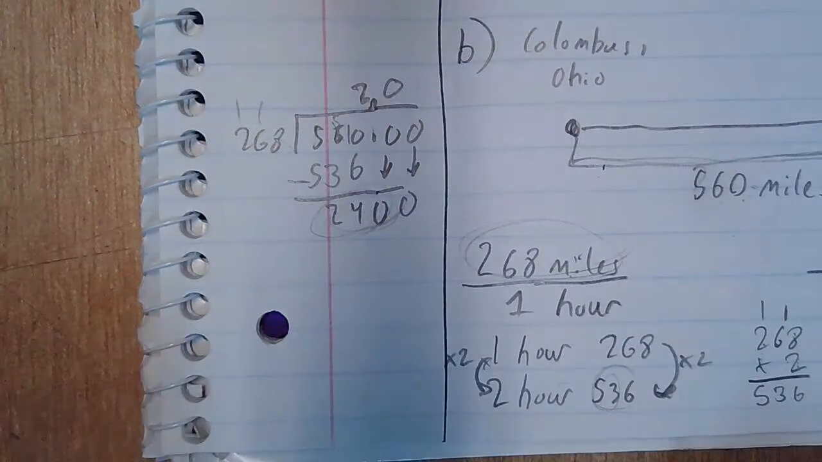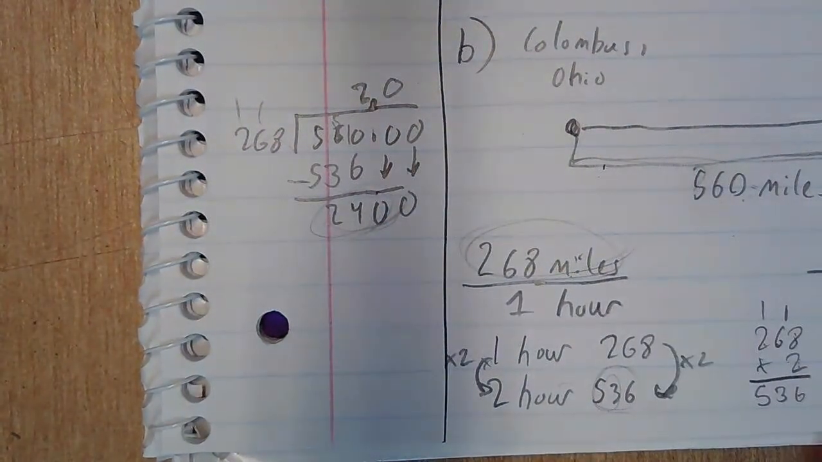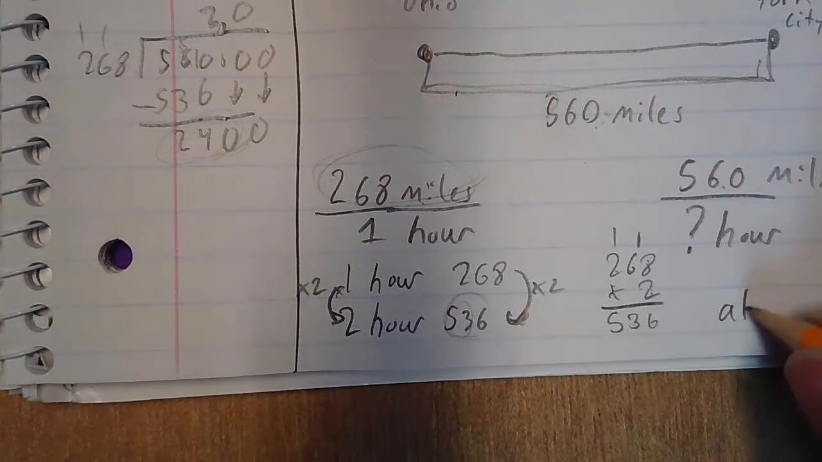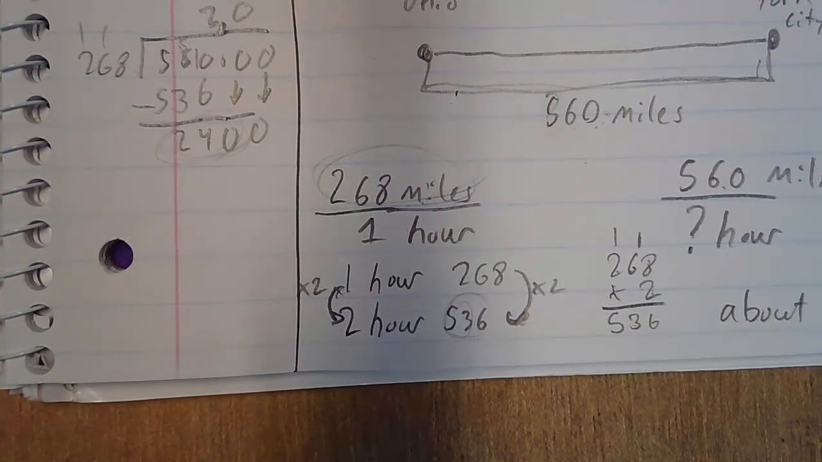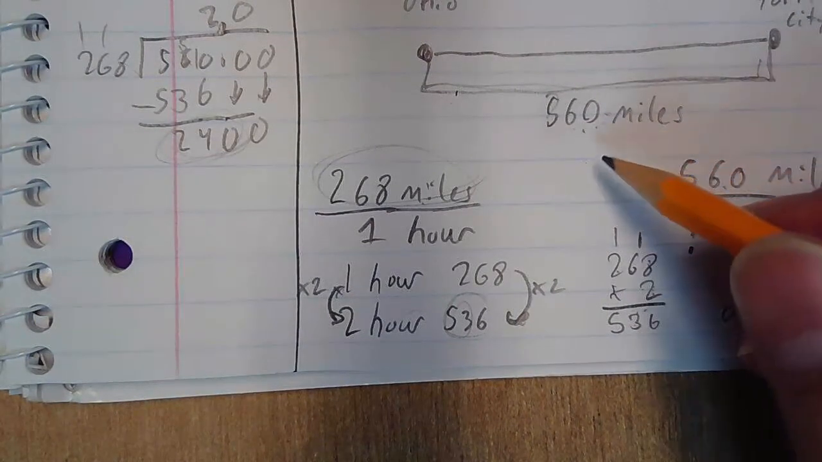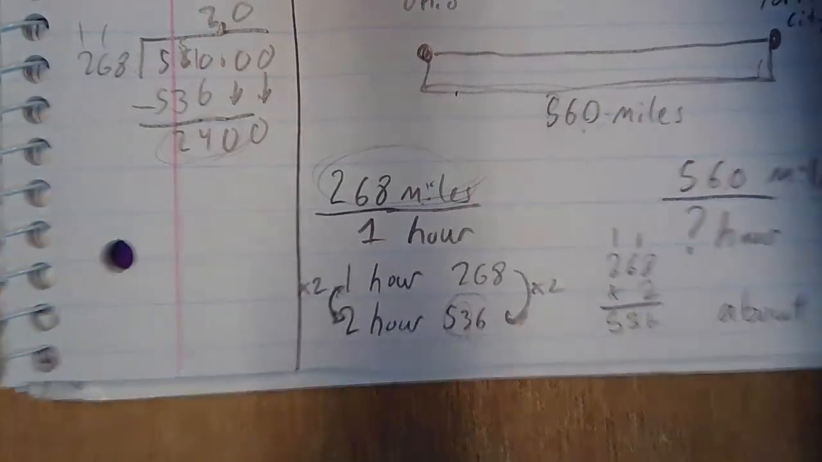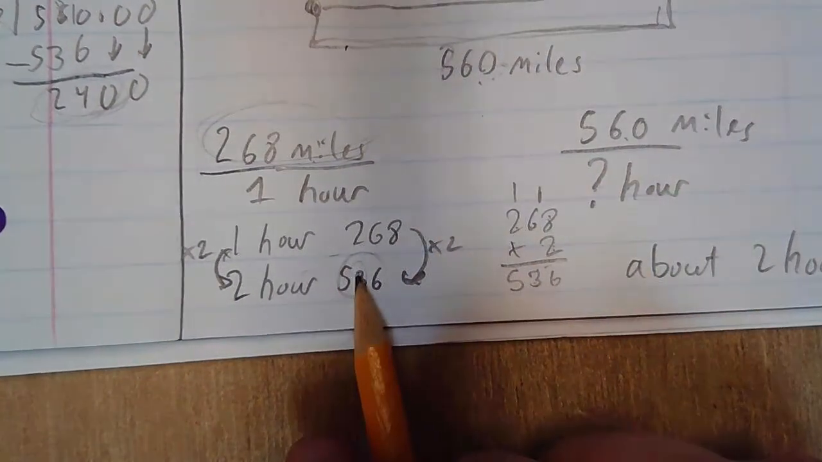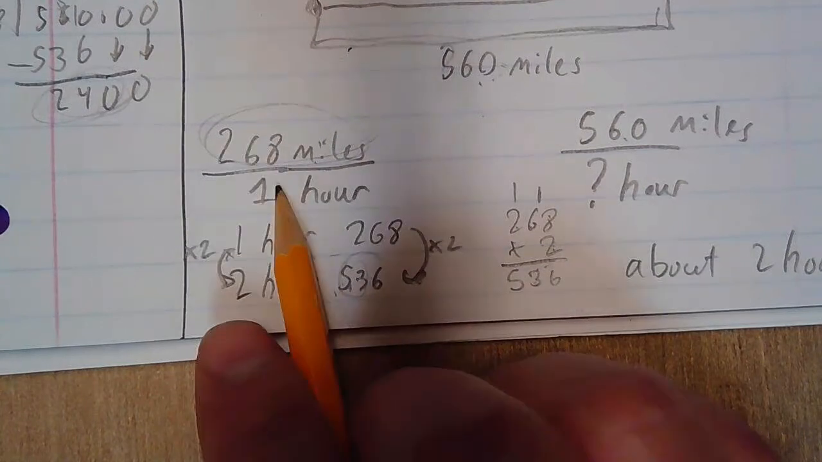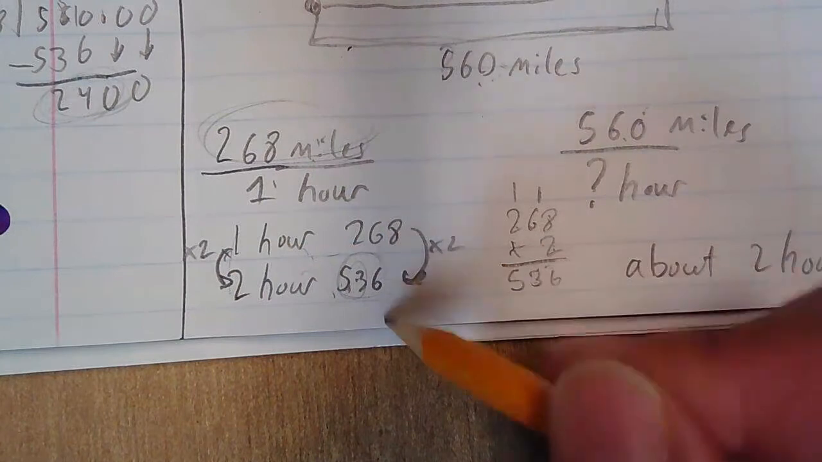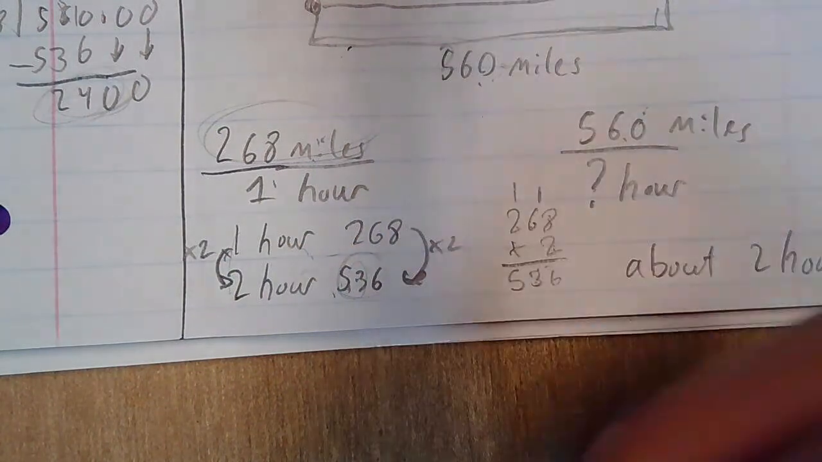But you know what? If I give this kind of problem to you on a quiz, I will accept an estimate. This is pretty close. So the answer is about 2 hours, because 536 is pretty close to 560. So about 2 hours is good enough for me. If you know how to get there, that's all I'm interested in. Can you go from this to this? Yeah. Just double it, and then triple it if you needed to.